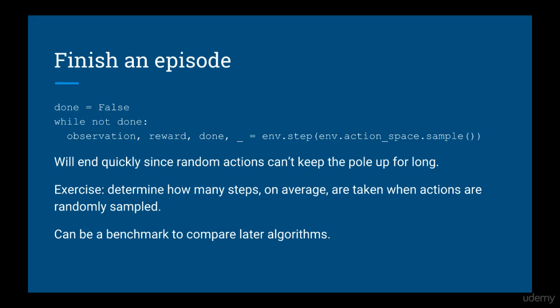Because we're not doing any learning in this lecture, we can simply sample random actions until the episode is over. This loop would look like this. This will most likely end pretty quickly because doing random actions won't keep the pole up for long. As an exercise, you may want to add a counter to see how many steps, on average, are completed before the episode is over when you only do random actions. This can act sort of as a benchmark to compare your later algorithms.